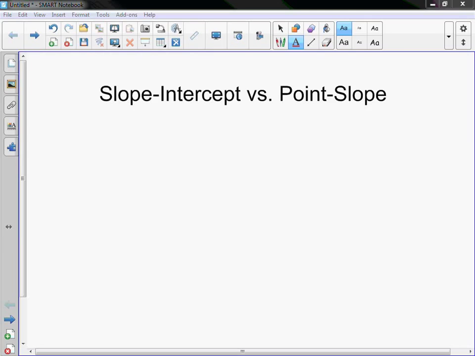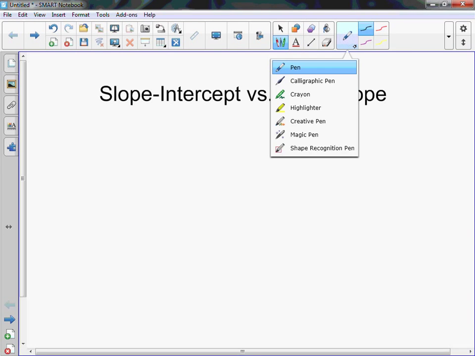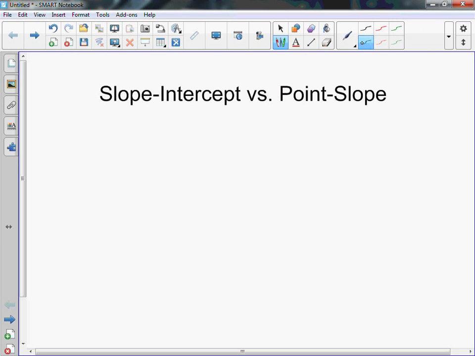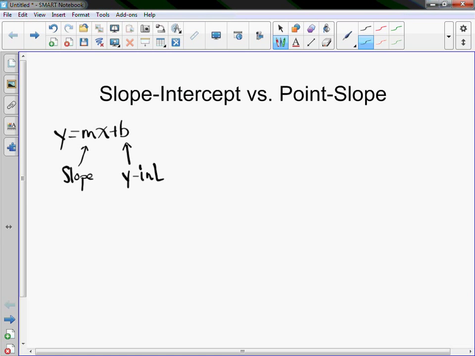Okay, today we're going to talk about slope-intercept form versus point-slope form. We've been working with slope-intercept form a lot. That's y equals mx plus b, and just for a refresher, m is the slope and b is the y-intercept. So it's pretty easy to write an equation of a line in slope-intercept form if you're given the slope and the y-intercept. It's just plug it in.